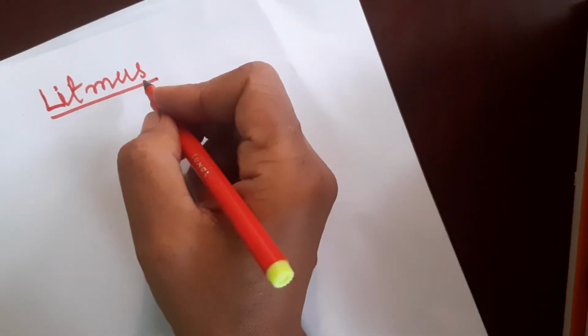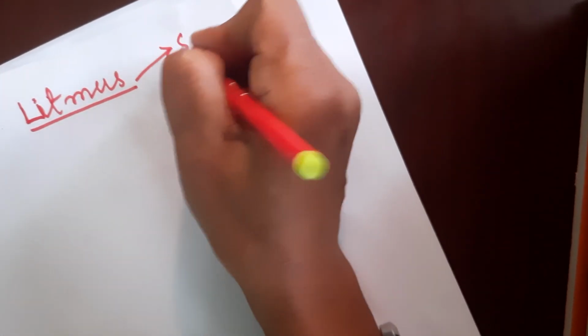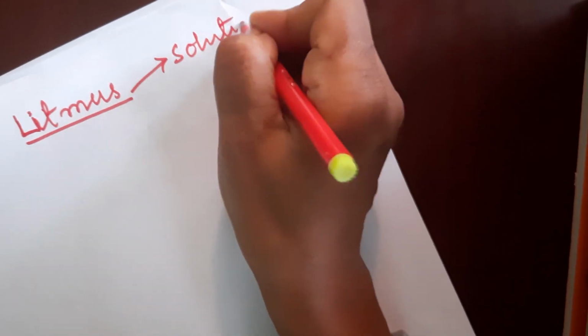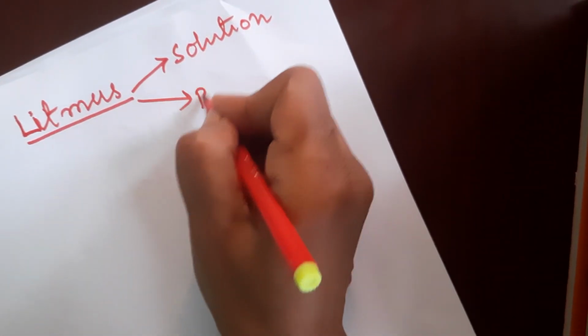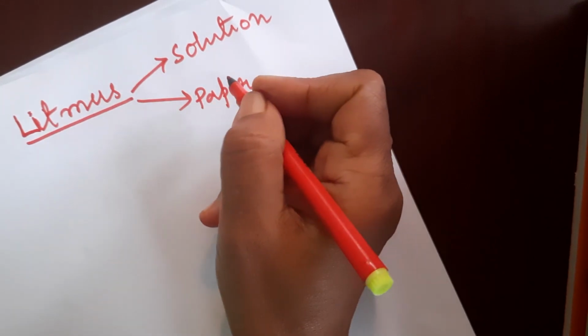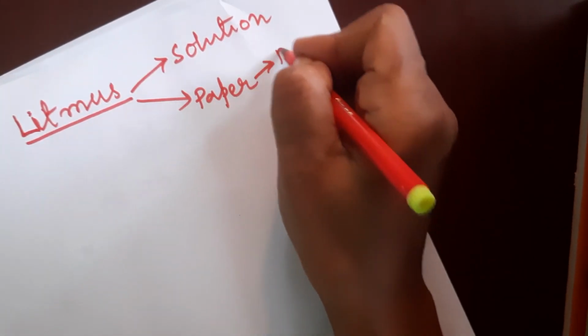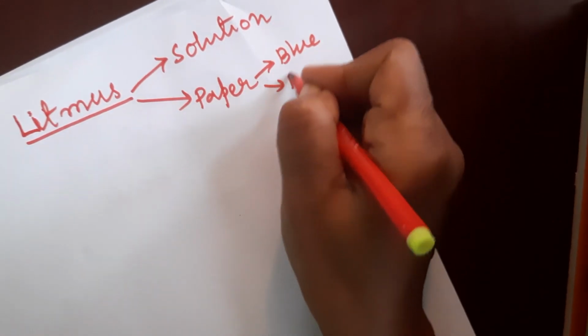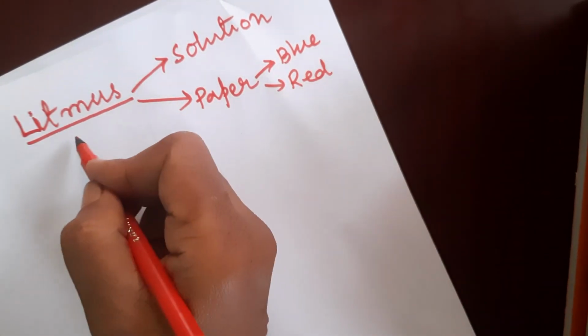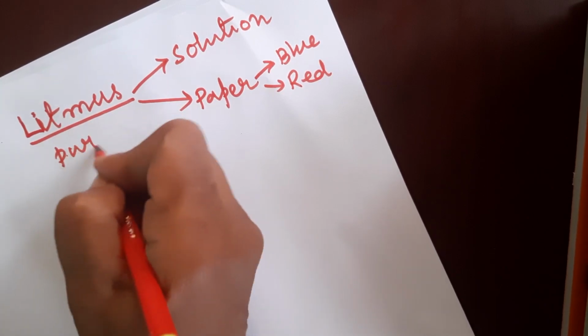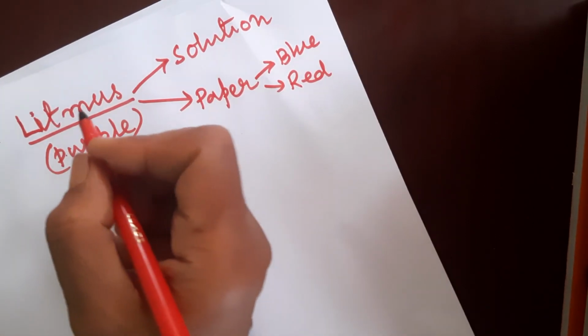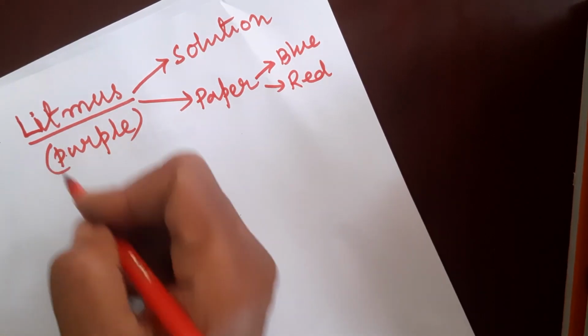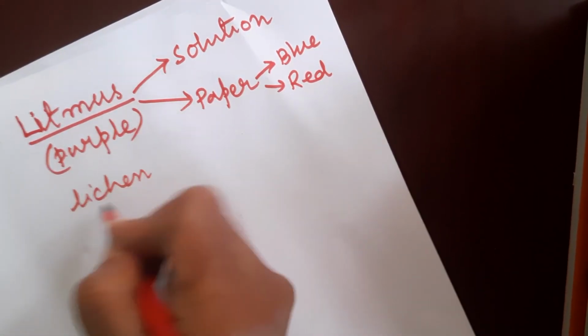So, litmus is available in the form of litmus solution and litmus paper. Now, all of us have seen blue litmus paper and a red litmus paper in our school lab, right? So, litmus, which is originally purple in color, is obtained from a very special plant, lichen. Now, all of you know how we get litmus solution from lichen plant? You have read about it in earlier classes, so I will not go in detail.